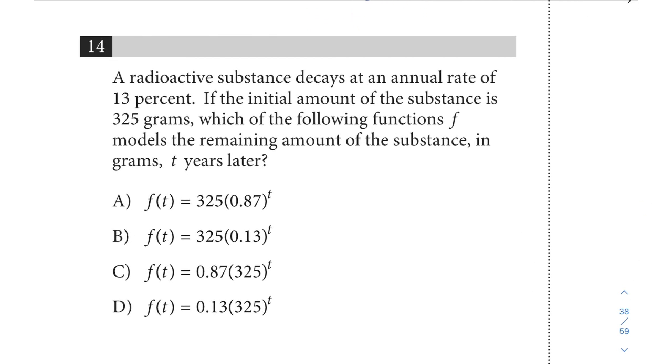It says a radioactive substance decays at an annual rate of 13%. If the initial amount of the substance is 325 grams, which of the following functions f models the remaining amount of the substance in grams t years later? So the key on this is that whenever you have a percent change and they're asking for what's left or what's new, so in this case the remaining amount is the key here, you're going to apply your percent change to the original. So our original amount here is 325 grams.